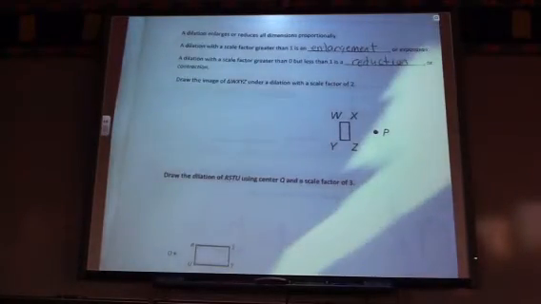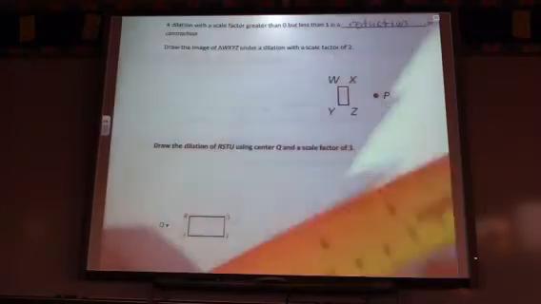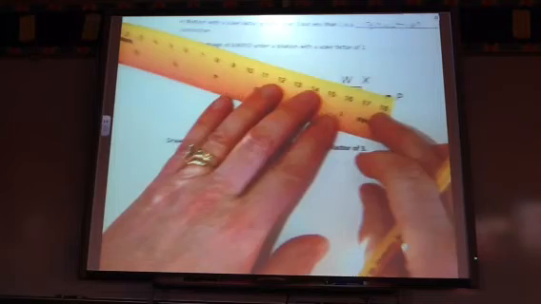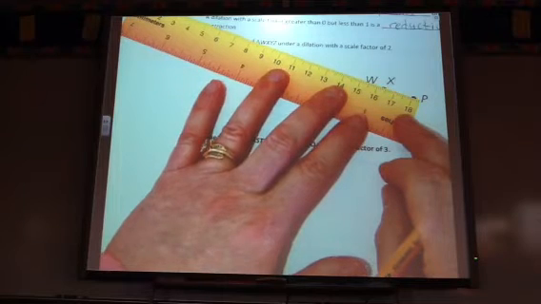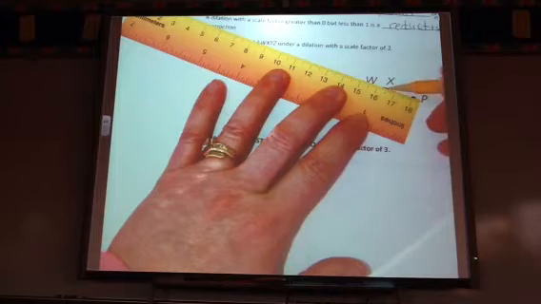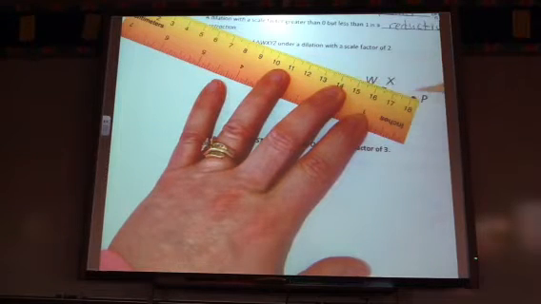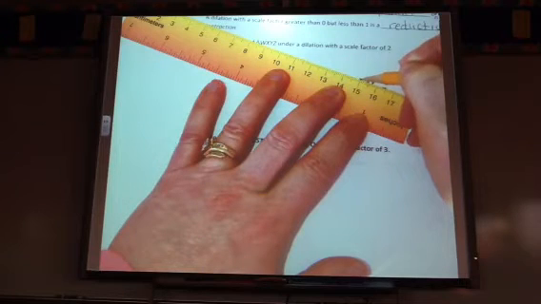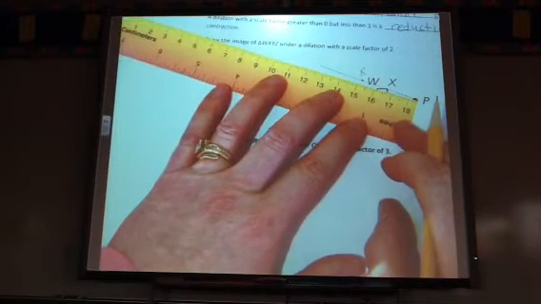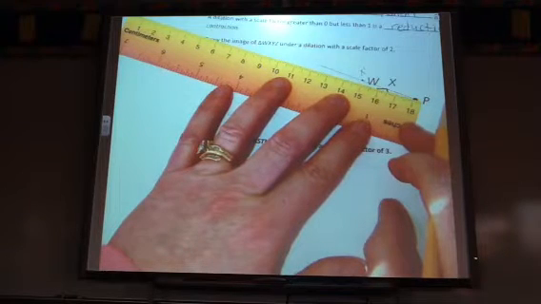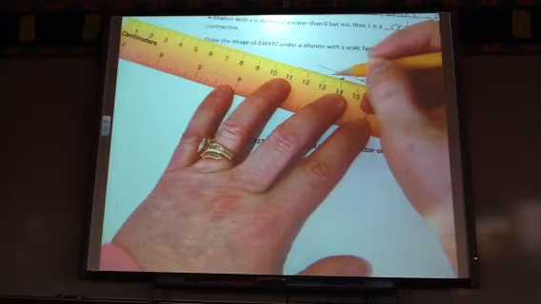Okay, so what we're going to do is dilate this quadrilateral, WXZY, with a scale factor of 2. So what you do is you take your center of dilation, which is your P, measure from there to vertex X. That's about 1.5 centimeters. So from vertex X, I'm going to go about 1.5 centimeters. Okay. Then I'm going to go from point P to W. That is about 2 centimeters. So I've got to go 2 centimeters out from W. That will be W prime.